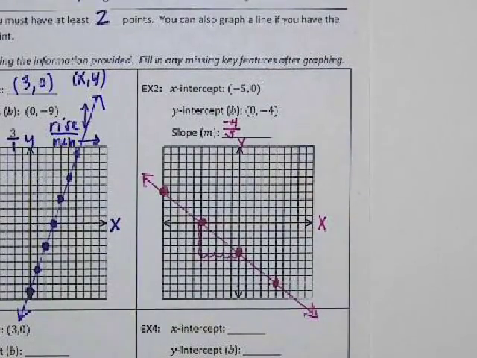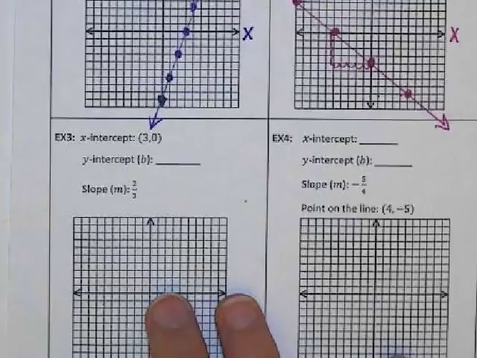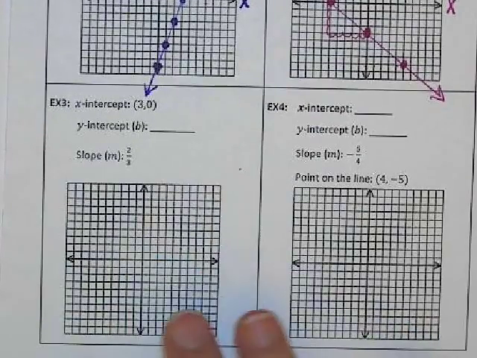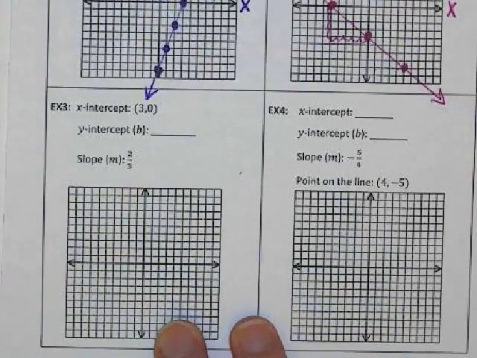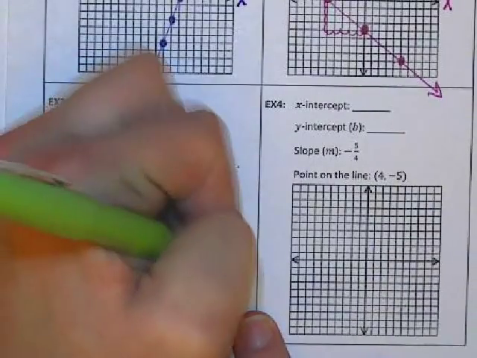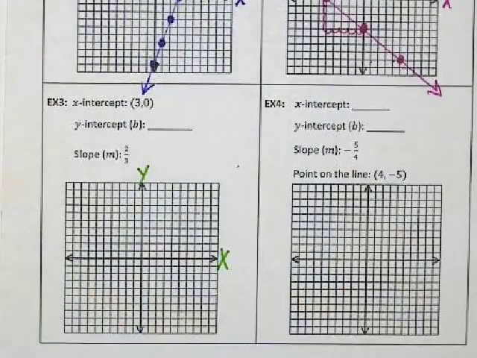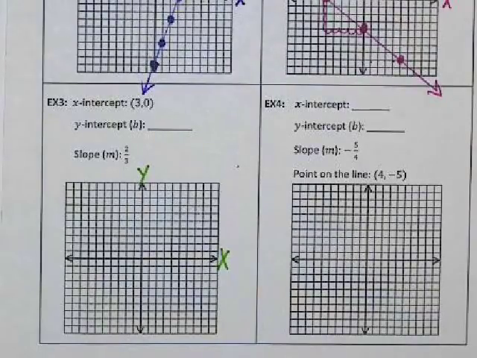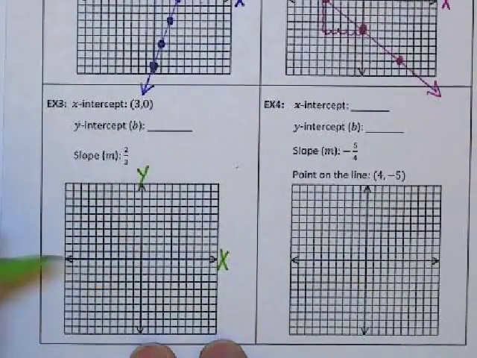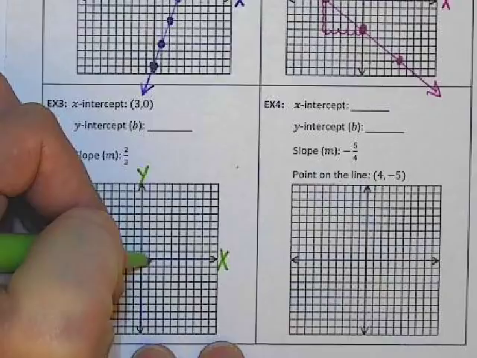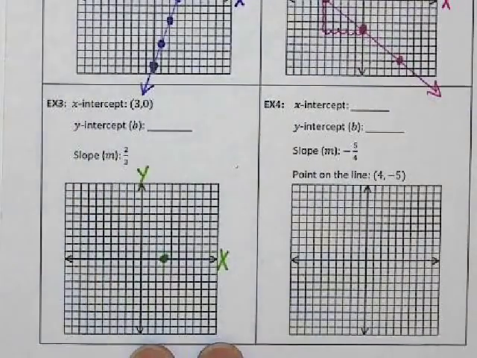Questions? Okay, example 3, what's it giving me? The x-intercept and slope, right? Yep. Label your axis. Where do I start? What do I have to do first? X-intercept. Okay, so I'm going to go to my x-axis and put a dot where? Positive. Put my dot there.